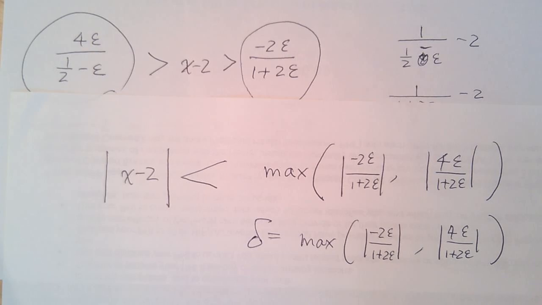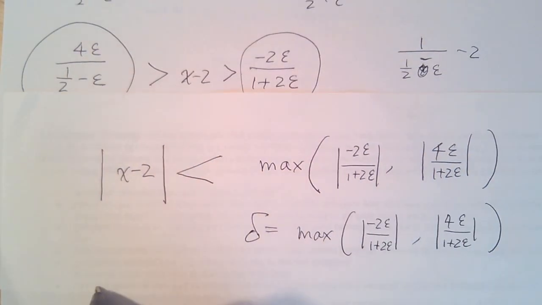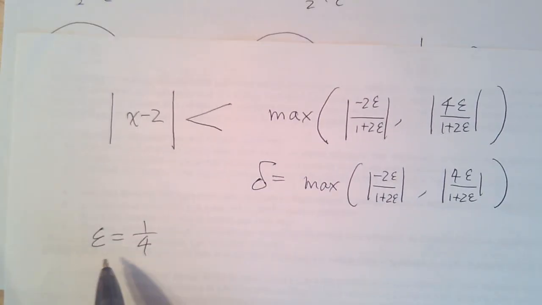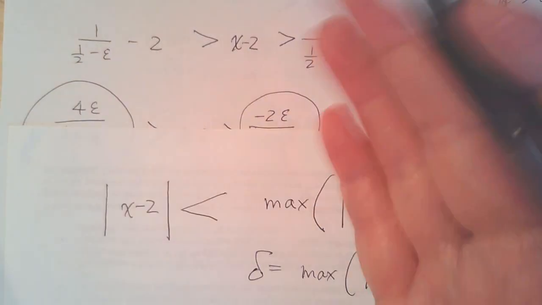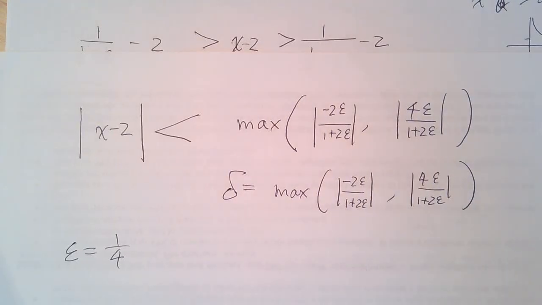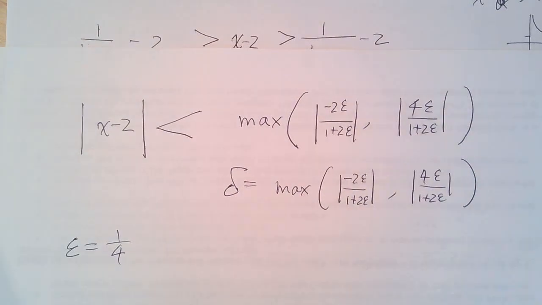But anyway, we find delta, and if you think this is too complicated, you can just pick an epsilon. You can pick the epsilon to be like 1/4. If epsilon is a quarter, then you can just plug it back in to find the delta. Should I do that? Let me just do it. Okay, since I have time, I just do it.